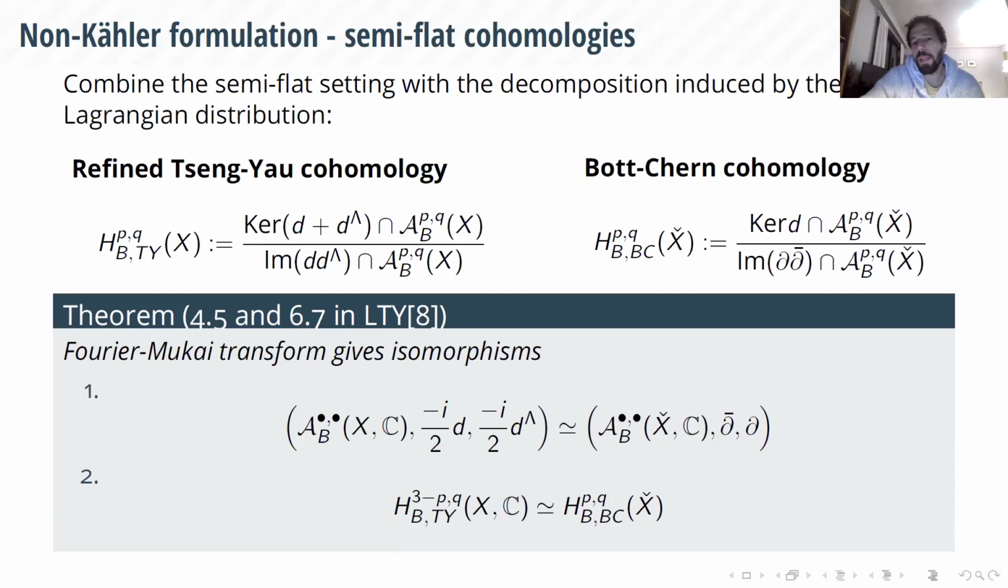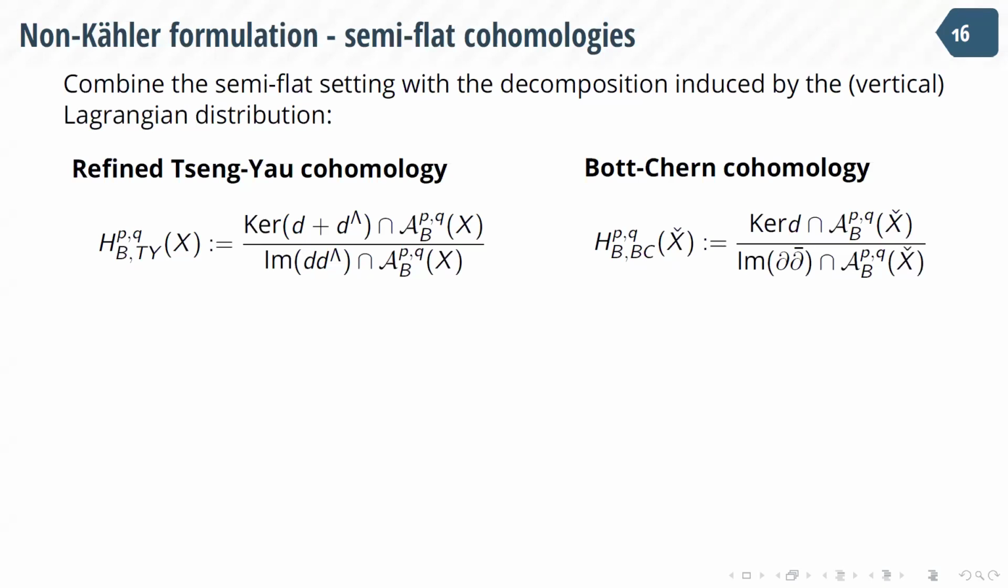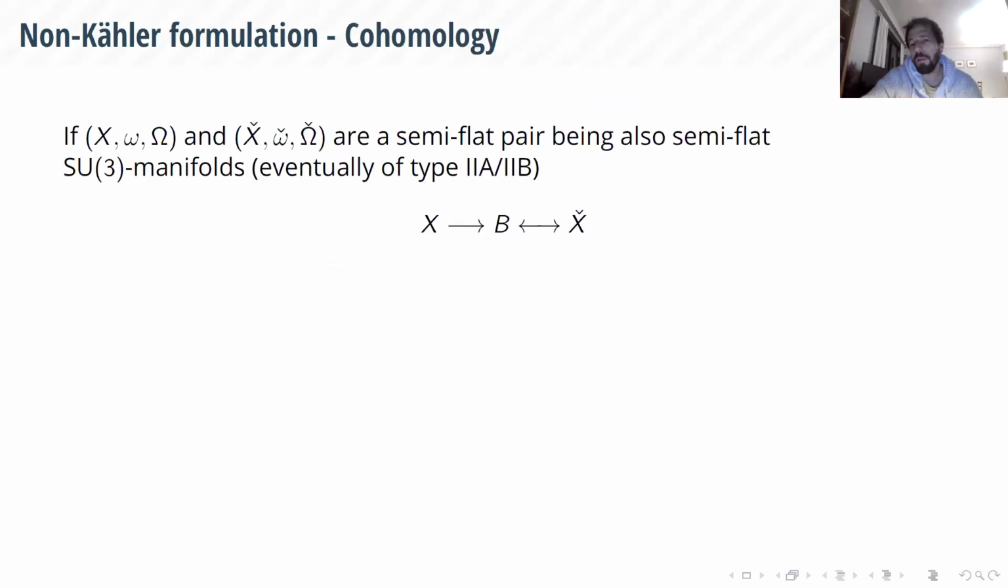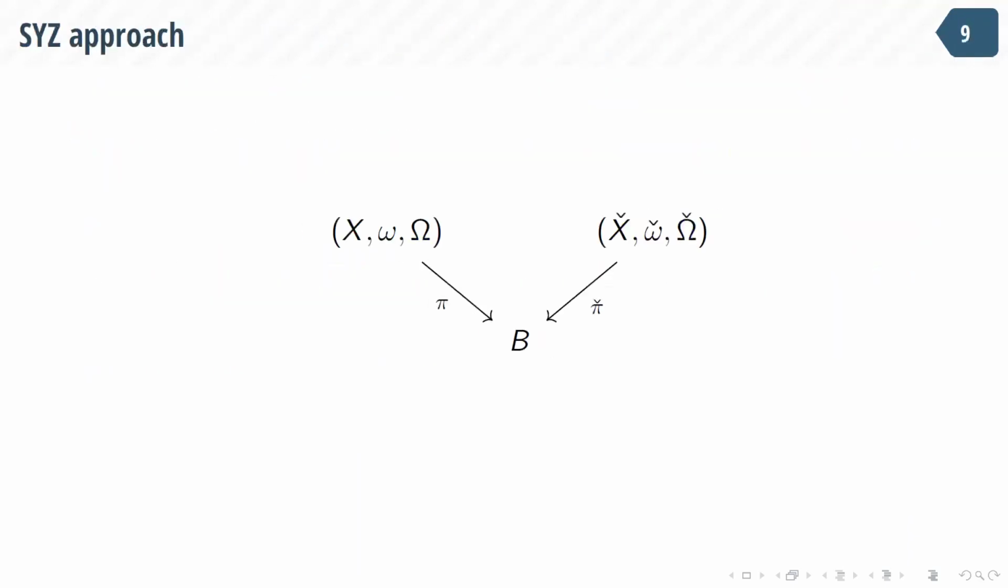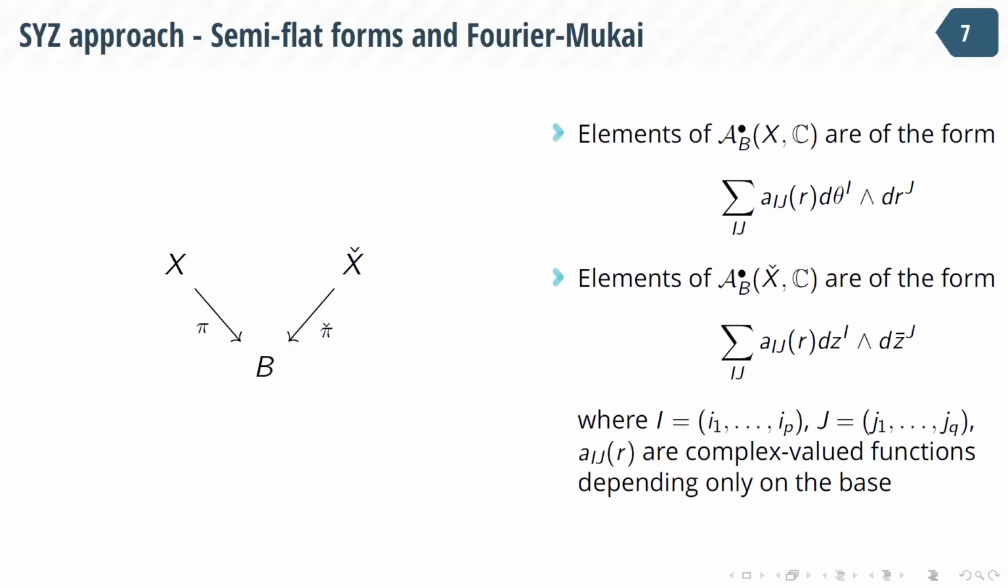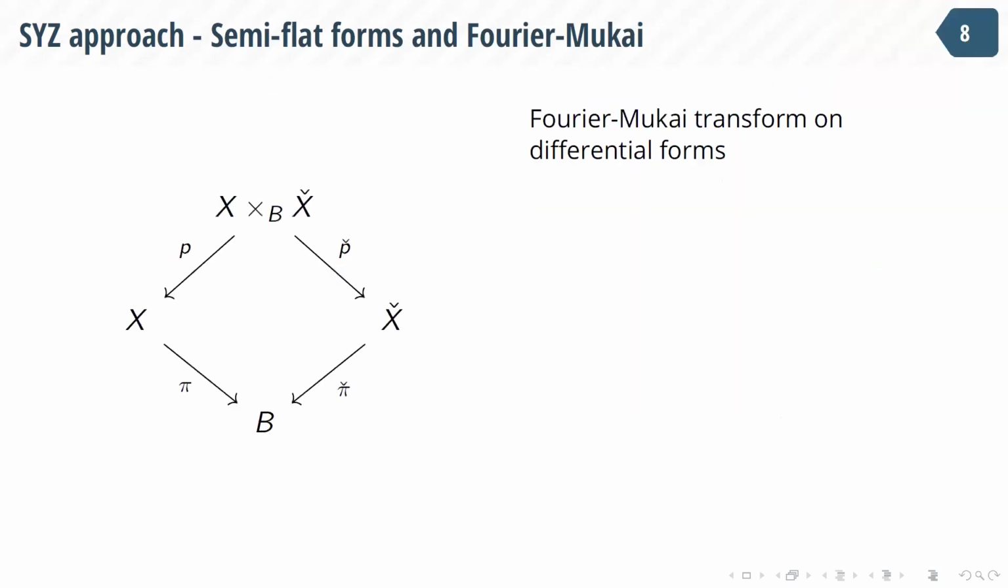My question is, in the definition of this Bott-Chern cohomology that you define, what is the definition of the B in the subscript? The B in the Bott-Chern cohomology is just that we are restricting ourselves to the semi-flat forms. Can you recall what they are? In the Strominger-Yau-Zaslow construction, the coefficients of this form only depend on the base. Okay, thank you. You're welcome.